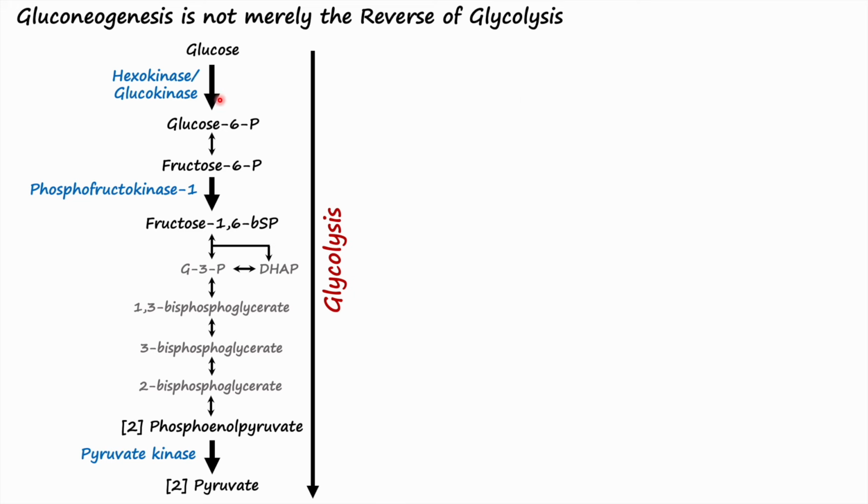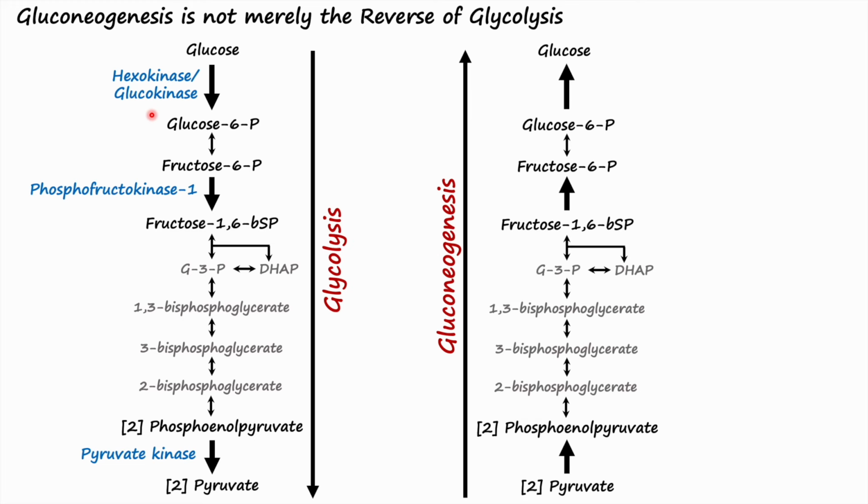In glycolysis, one glucose molecule is broken down into two molecules of pyruvate, and there are three different enzymes which play a very important role, and these are the three irreversible reactions of glycolysis. Whereas in gluconeogenesis, two molecules of pyruvate are used to synthesize one molecule of glucose. And most importantly, these three irreversible reactions of glycolysis are bypassed in gluconeogenesis.